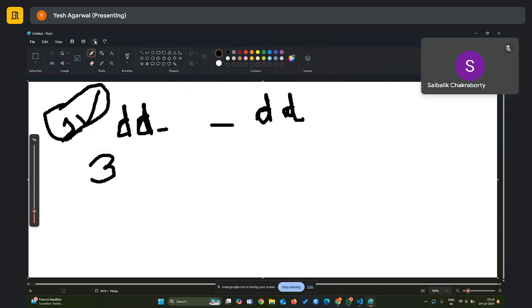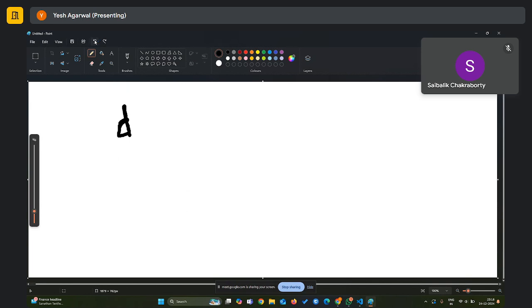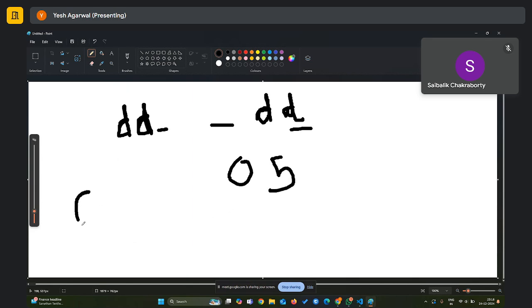Now let's look at number 5. What is the divisibility test for 5? The last digit should be 0, or it should be 5. So it's pretty simple. If d is equal to 5, then only it will be divisible by 5. Otherwise, no, it won't be divisible. So 5 is really simple.